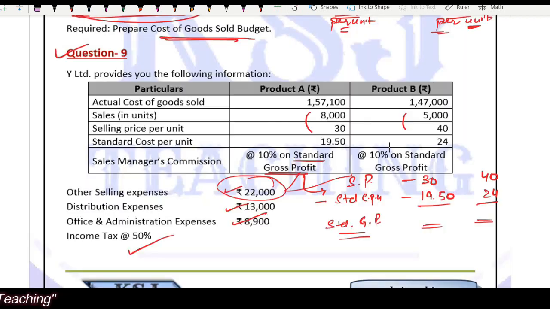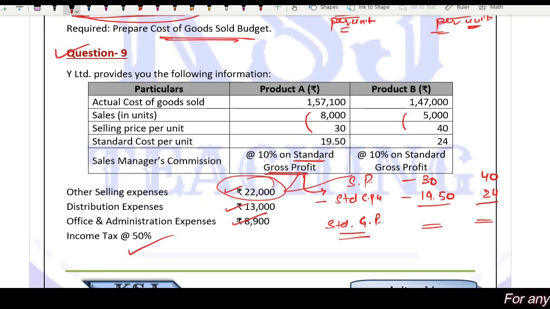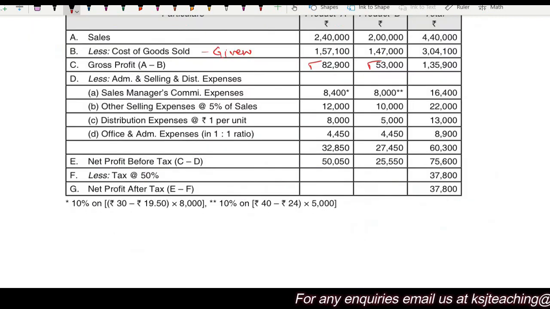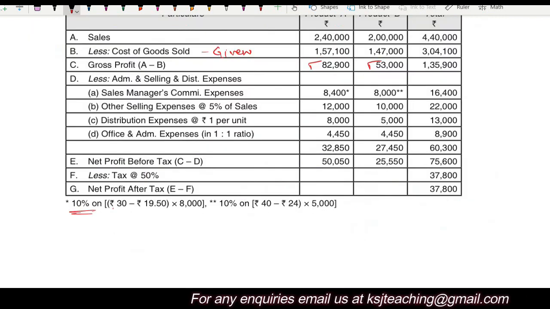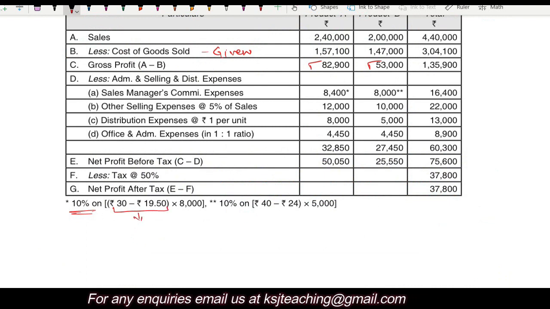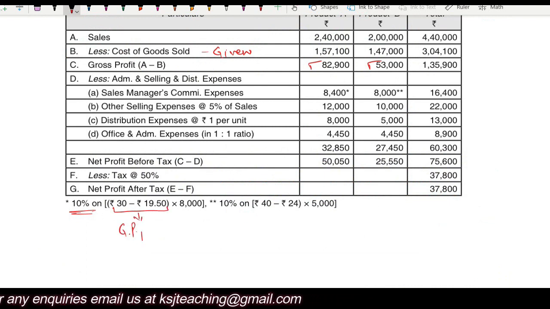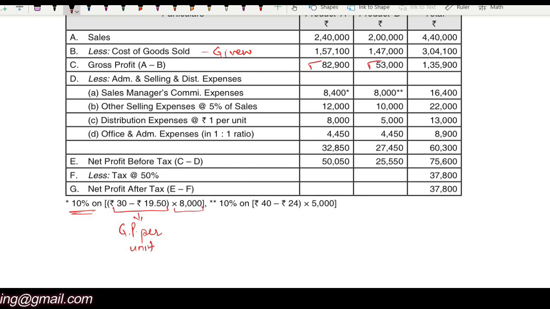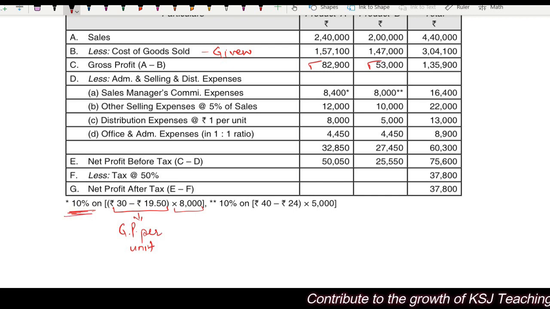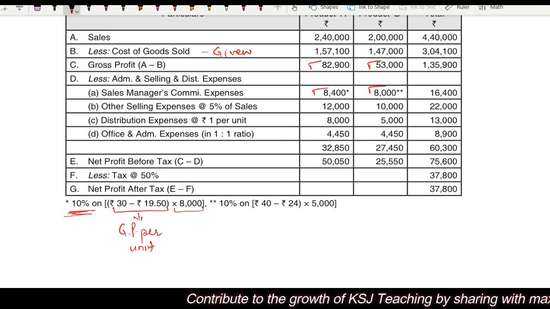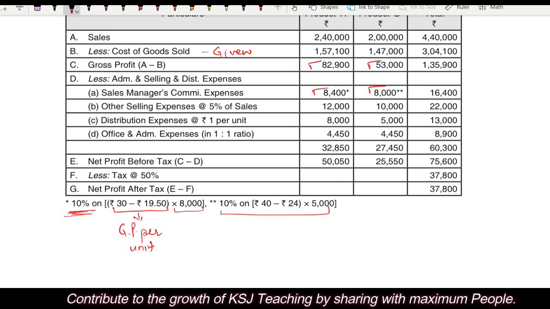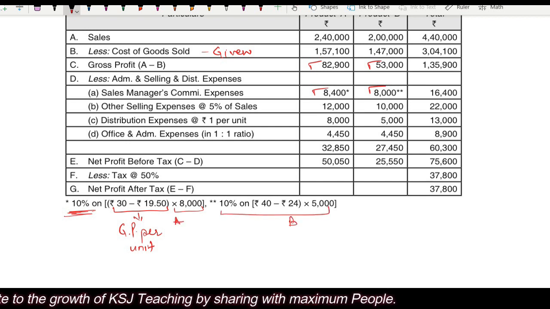Sales manager commission. How is this commission calculated? 10% on the standard gross profit. So gross profit per unit, 10% of 30 minus 19.5. This is GP, gross profit per unit, multiplied by number of units, that is 8,000. Whatever you get is the total standard gross profit. 10% of that will be your sales manager commission, right? This is for product A. This is for product B.